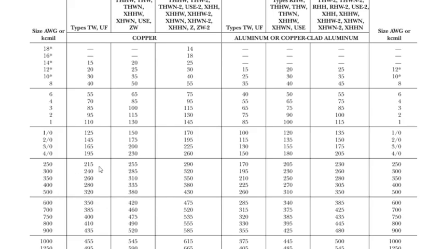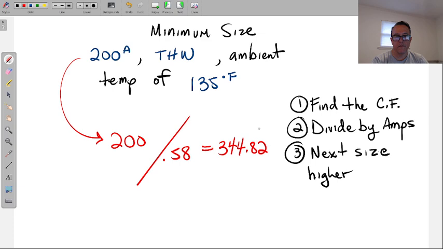So 250 kcmil would be too small. It can only hold 255 amps. I need it to, at minimum, hold 344.82 or 345. So next size higher.